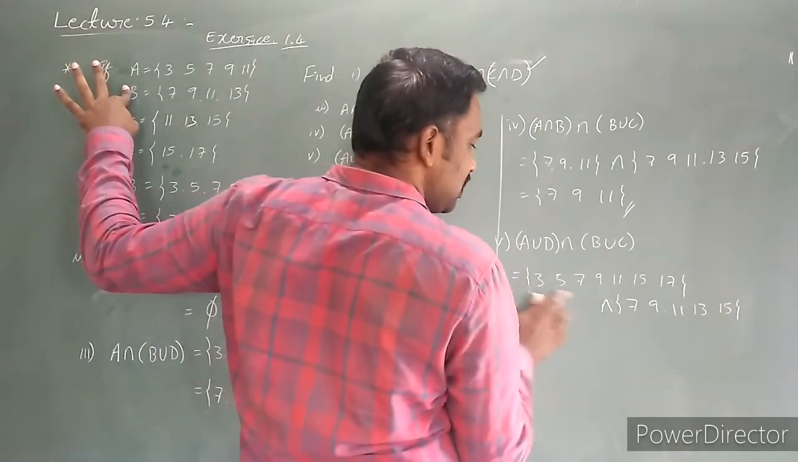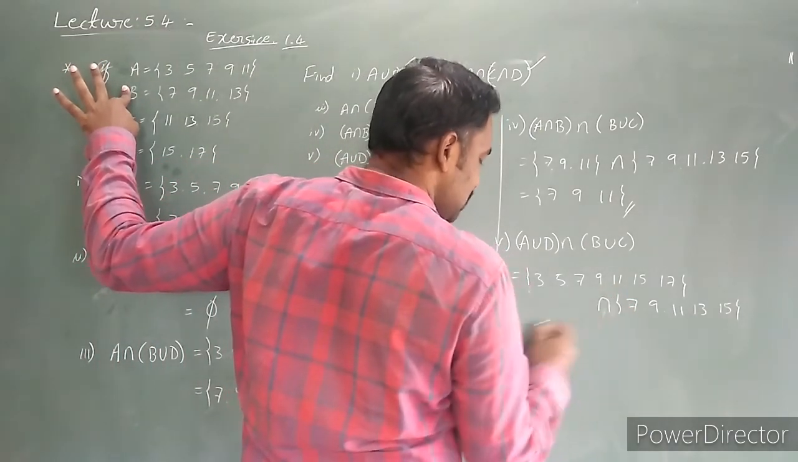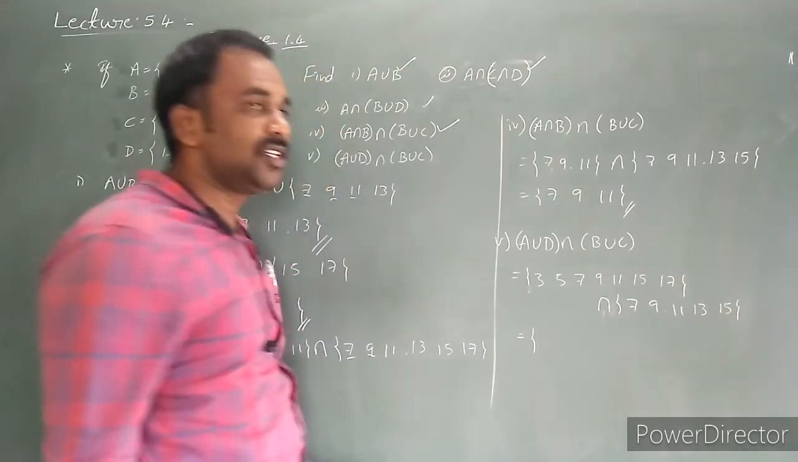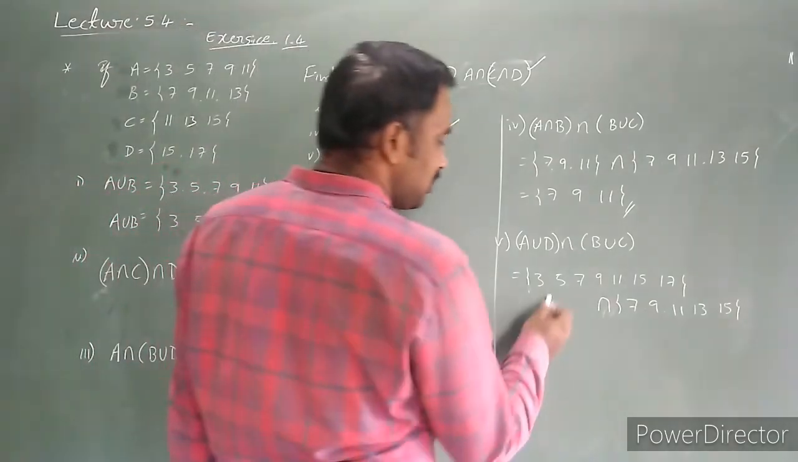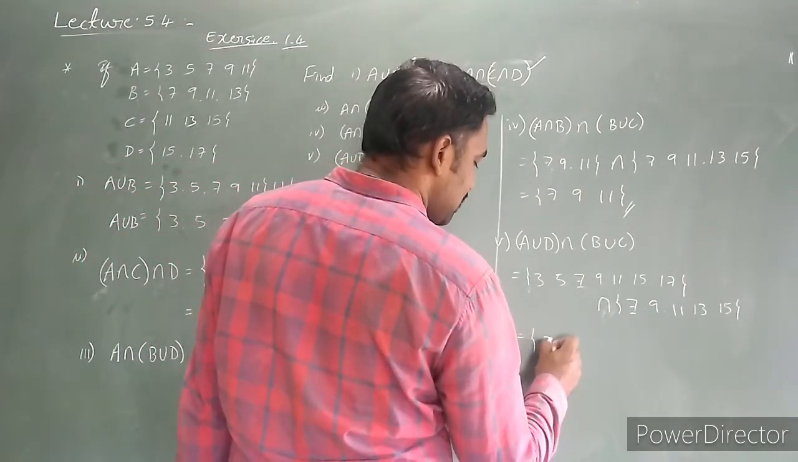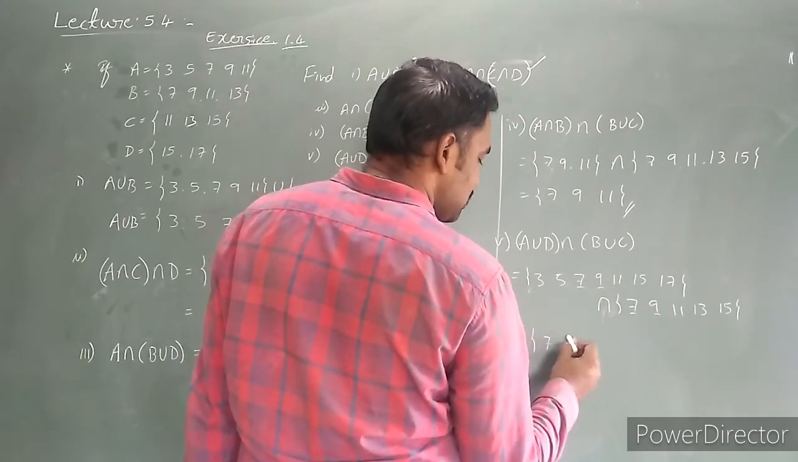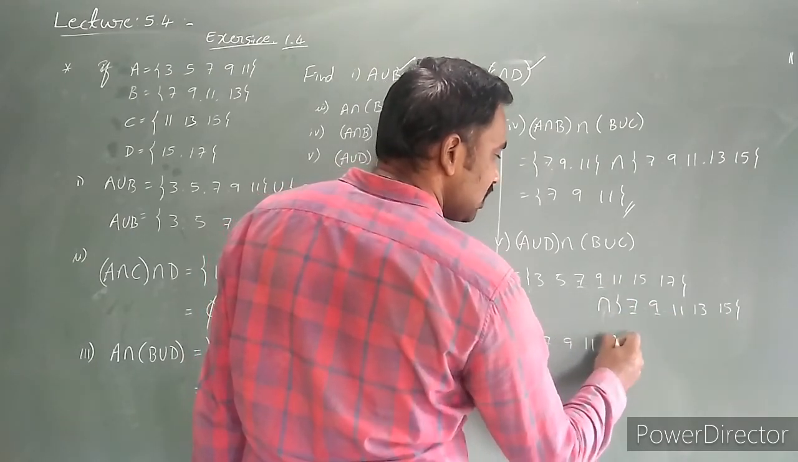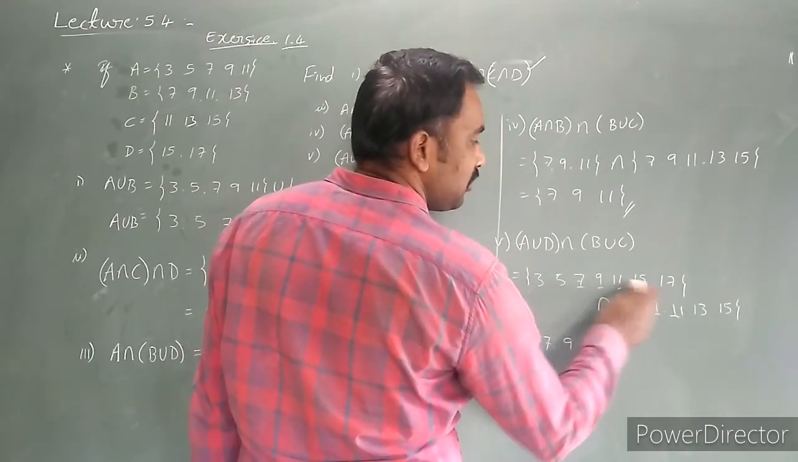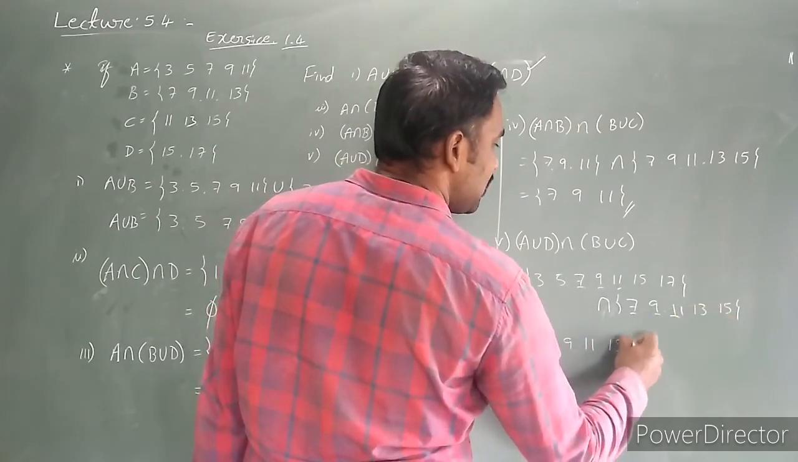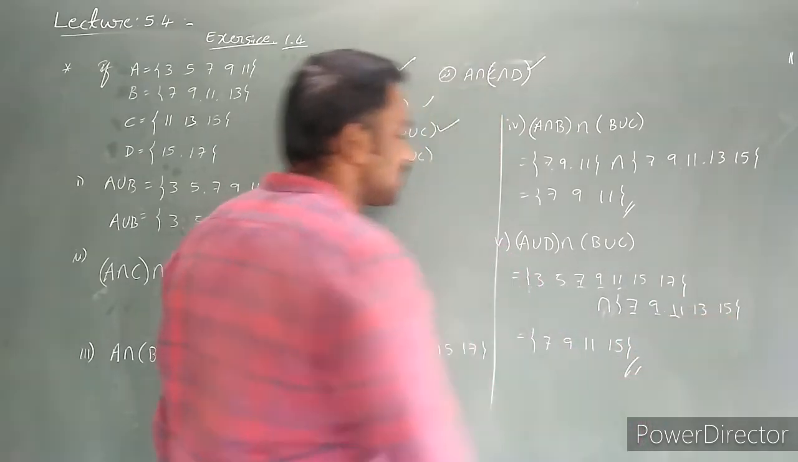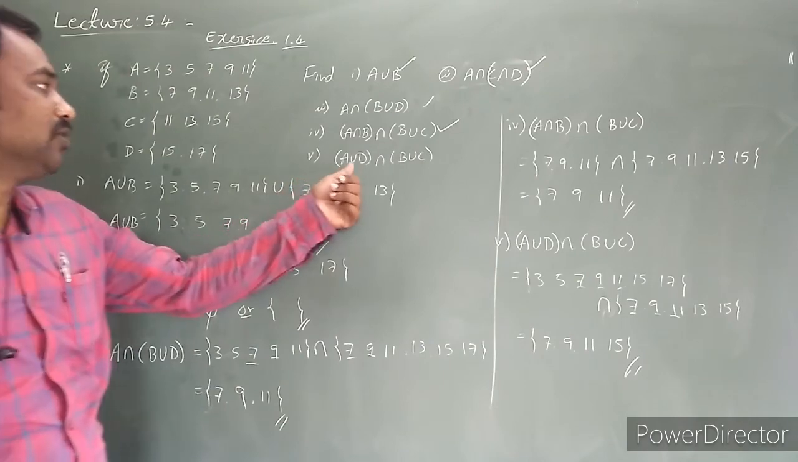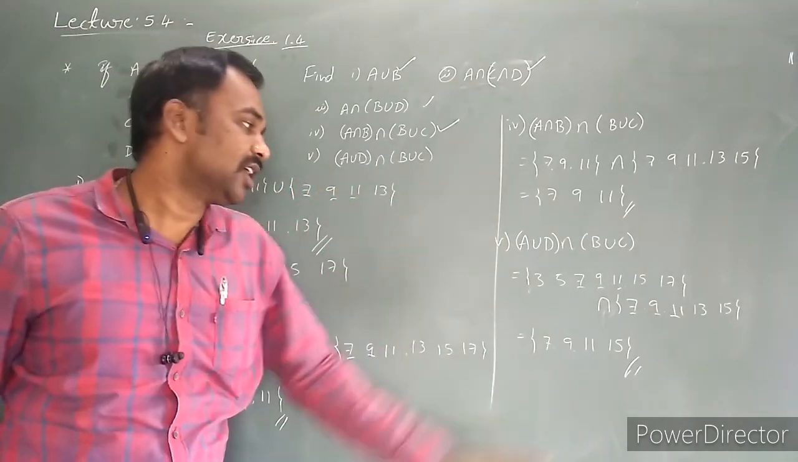Now, intersection of these two sets. What is the intersection of these two sets? Intersection means common elements. What are the common elements? 7 is there. Next 9, 9 is there. 11 is there. Next 15 is there. Yes, 15 is in both the sets. Yes, this is the required result, A union D intersection B union C.